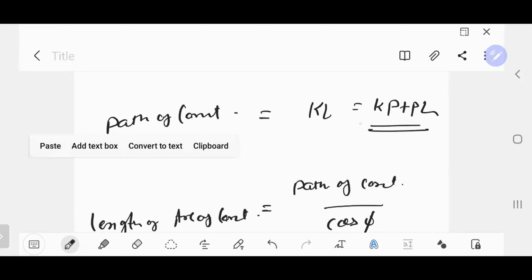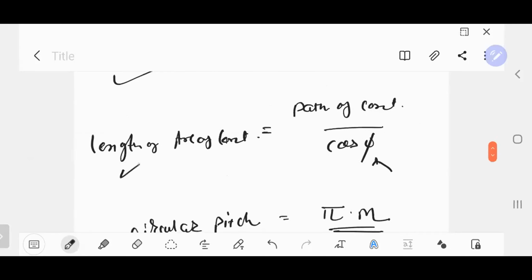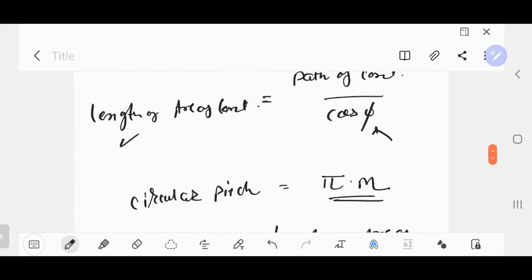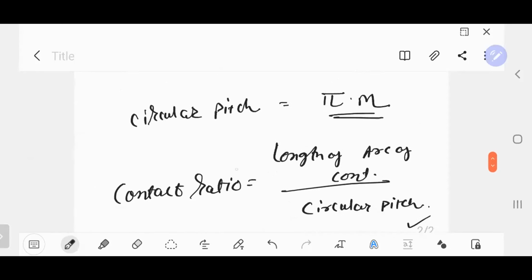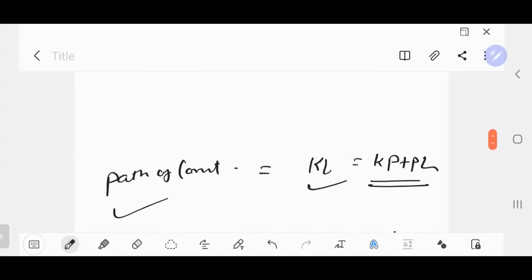So KL is equal to Kp plus PL. Now if we have the path of contact KL, we can find the length of arc of contact. If we calculate the arc of contact and circular pitch, we can find the contact ratio. So let us find the length of path of contact first.